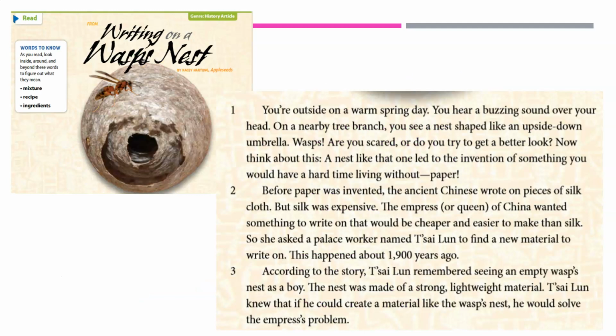Ooh, we are diving into an interesting new text today. Are you ready? Before we begin, let's talk about some of the key things of our article. Our text is from Writing on a Wasp's Nest by Casey Harding. Now, it's important to note that this is a wasp. If you ever see it outside, you don't want it to sting you. The genre, or the type of text that we're reading, is a history article. So that means we're going to learn about history.